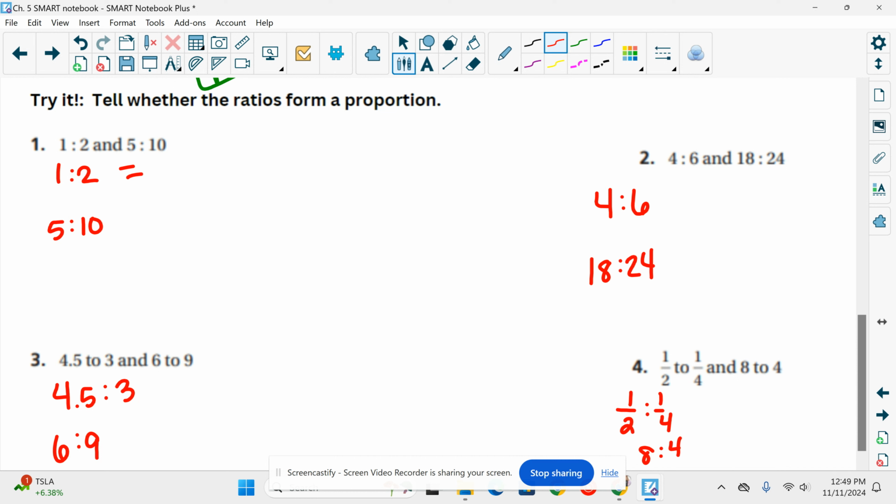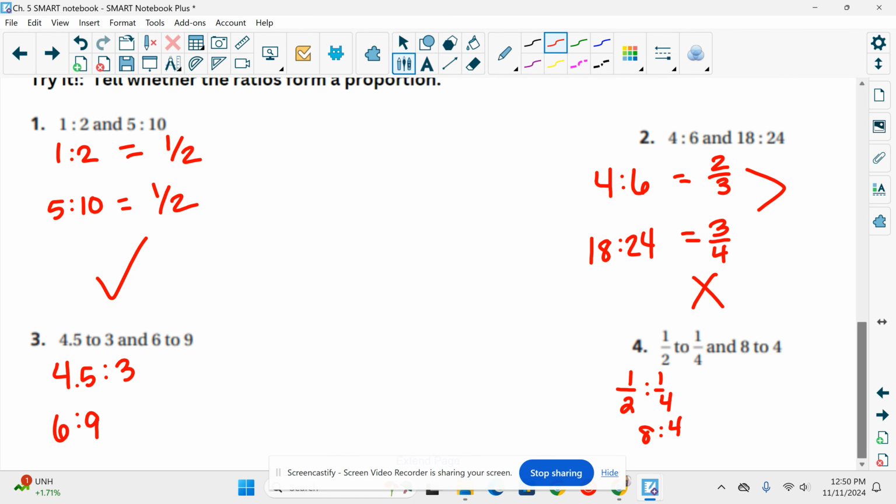What did I get as the value for 1 to 2? 1/2. What did I get as the value for 5 to 10? Is it proportional? How do I know it's proportional? They have equal values. What was the value of 4 to 6? What was the value of 18 to 24? Are those proportional? No. How do we know those are not proportional? They do not have equal values.